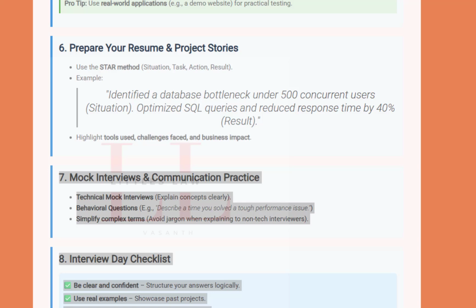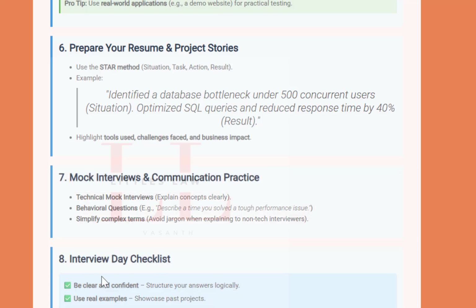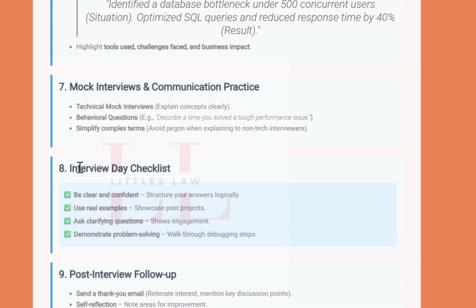This is very important. And then the 8th section, which is the interview day checklist. Yes, so you have to use this checklist to help you shine on interview day. Be very clear and confident. So when I say be clear and confident, why does it matter? Because well-structured answers will leave a strong impression on the interviewer.